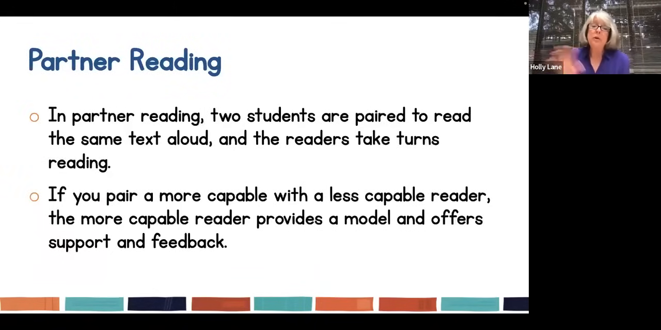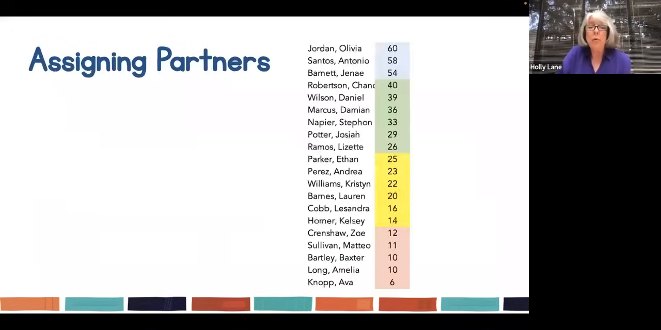In partner reading, you're going to pair students to read the same text aloud, and generally you'll have them take turns. So one of the things that is helpful to think about here is you can pair a more capable reader with a less capable reader. And in that case, the more capable reader can actually provide a model. And if they are able, they might even be able to provide support and feedback for their peer who may not know as much. So one thing you want to be careful about is when you're assigning partners, you want to make sure that you're not assigning kids who are too far apart.